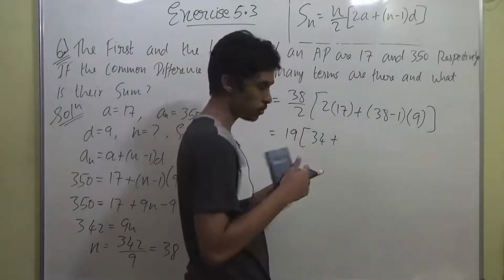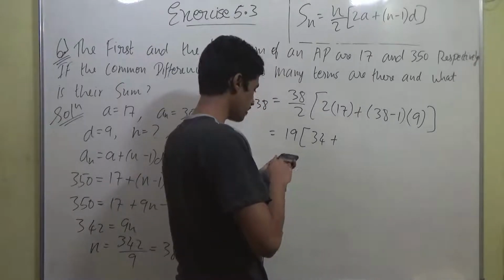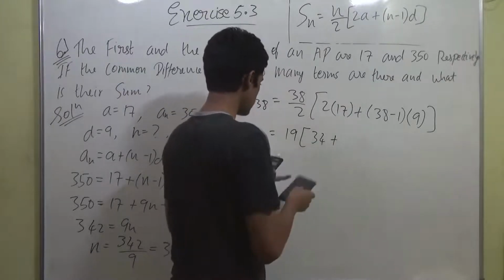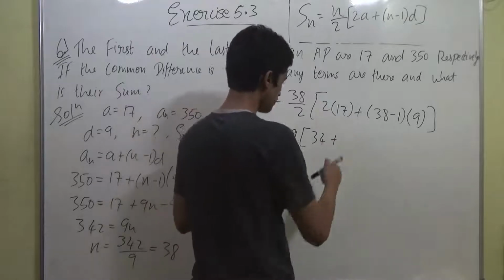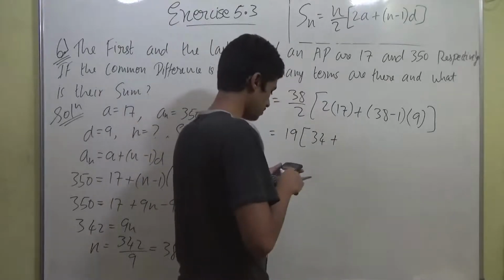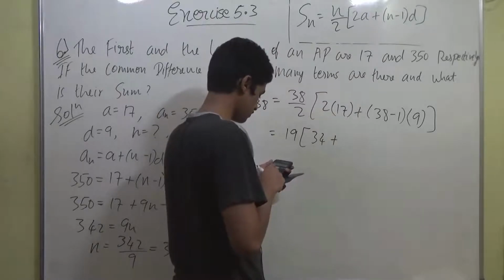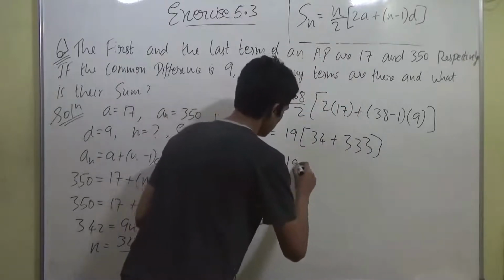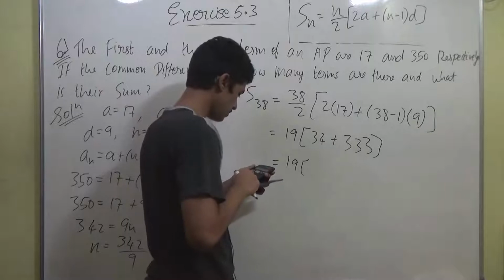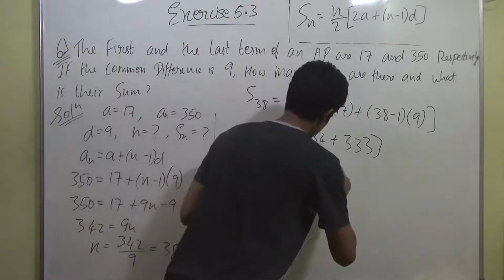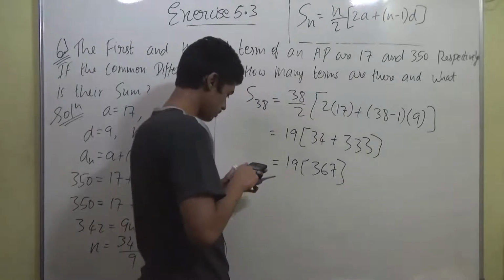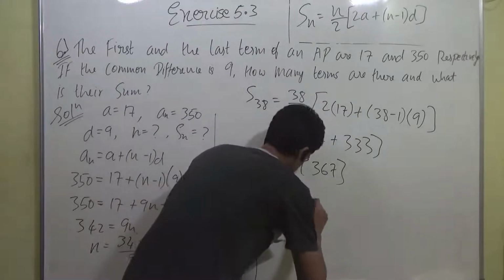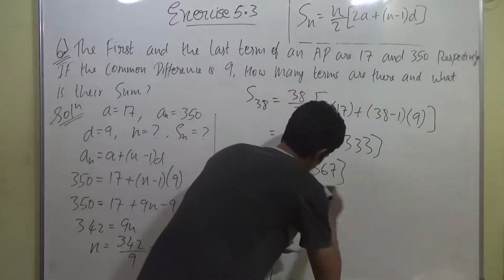I'll again use the calculator, but you have to do it by yourself, right? Just to increase the speed, I'm doing it using the calculator. Okay, I'll do it step by step. 37 into 9, 333. Done guys. So the next step will become 19 into 333 plus 34, 367. Now 367 into 19, which will become equal to 6973. So this is the sum guys.